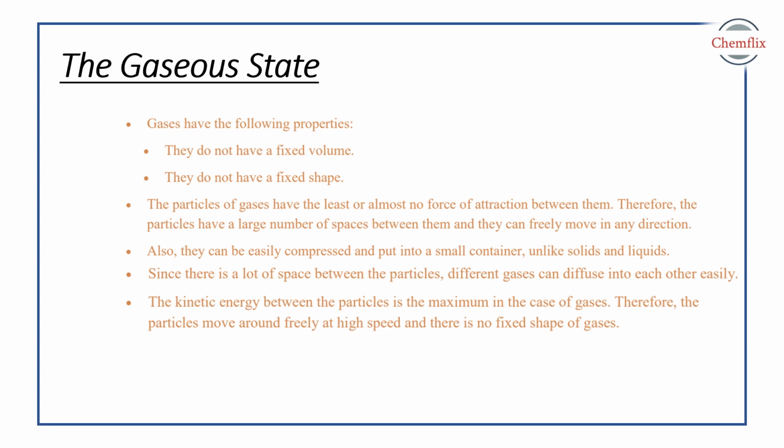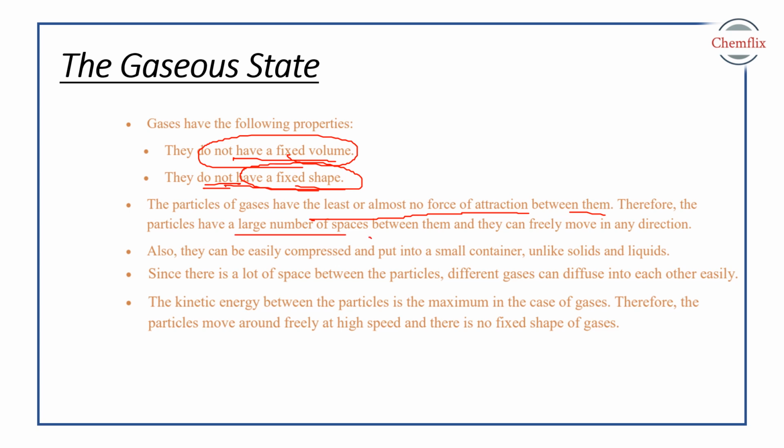So gases have the following properties. They do not have a fixed volume. They do not have a fixed shape. They have neither fixed shape nor fixed volume. The particles of gases have the least or almost no force of attraction between them. Therefore, the particles have a large number of spaces between them and they can freely move in any direction.